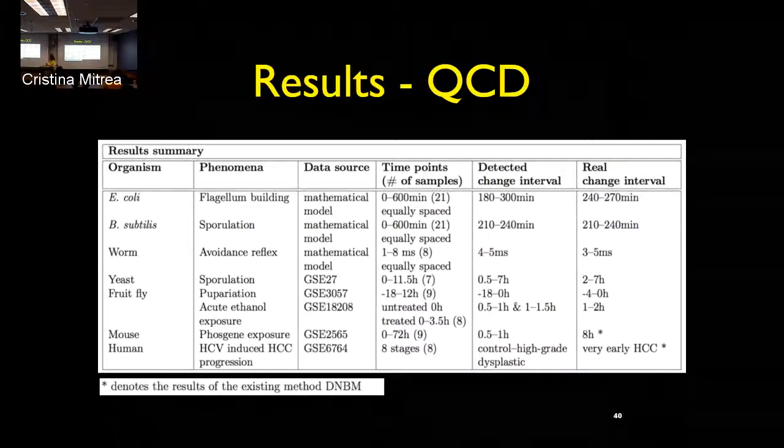Here we have the detected change interval and the real change interval. In the case of the Bacillus subtilis sporulation, they actually matched perfectly. In most of the cases, they overlapped, and the detected change interval included the real change interval. In these 2 cases, we didn't have a real change interval, and this was what the method that was already published and did something towards identifying a pre-disease state identified.